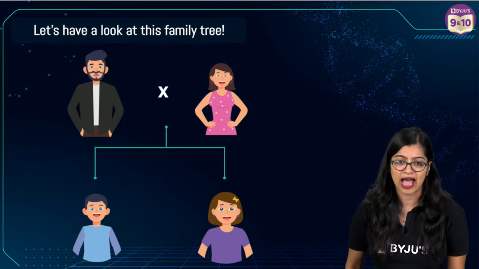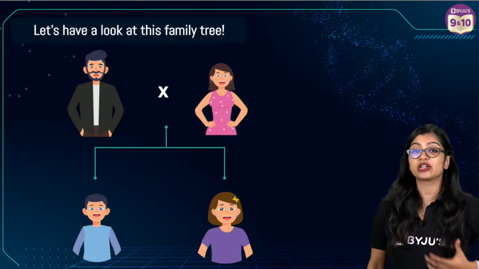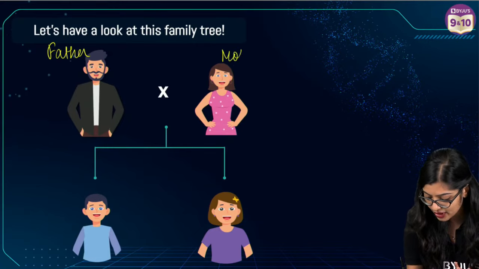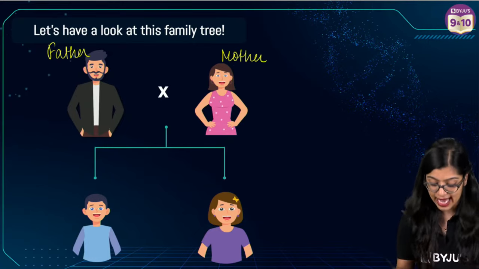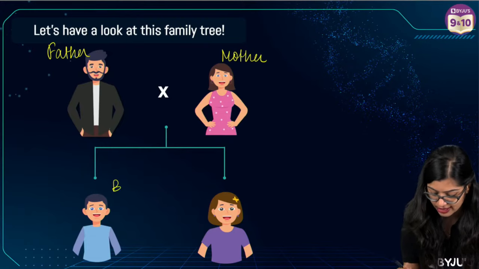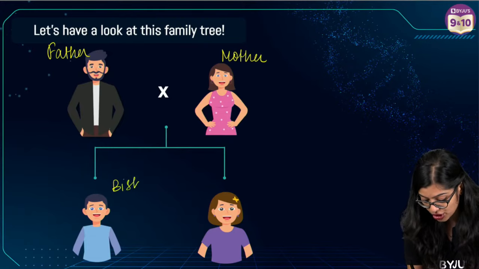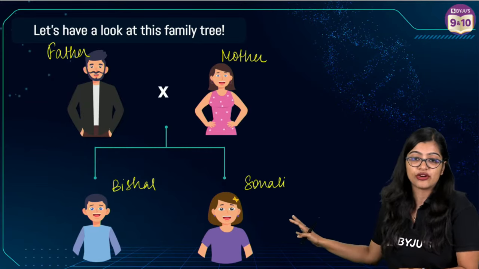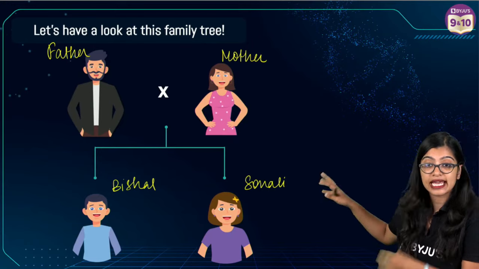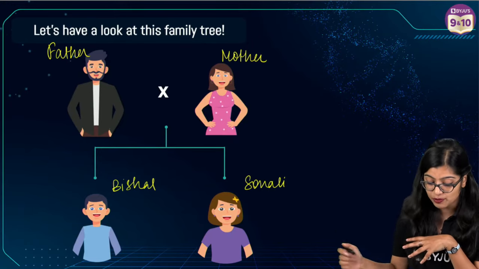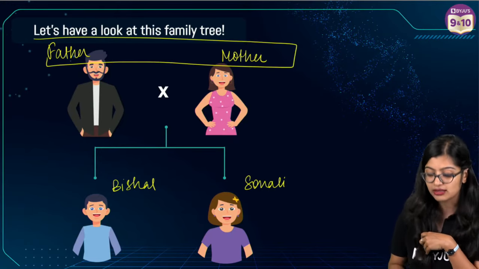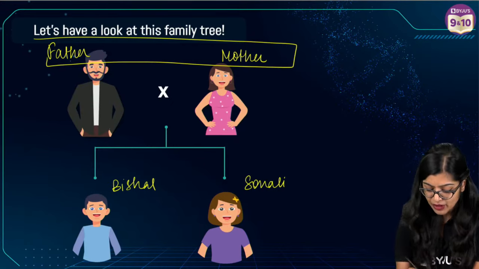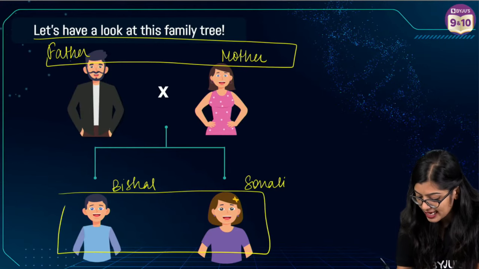So now here we have a family tree, right? Now when you talk about a family tree, we know that there is a father, there will be a mother, right? Then of course, we see that they have children. So let's call him Bishal and let's call her Sonali, right? So we've named the children as well. Now of course, in this particular family tree, what do we observe? We see that there is a mother and father, and of course, as a part of sexual reproduction, they have produced offsprings, right?